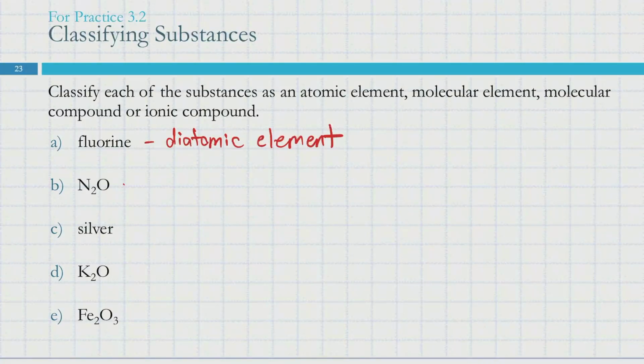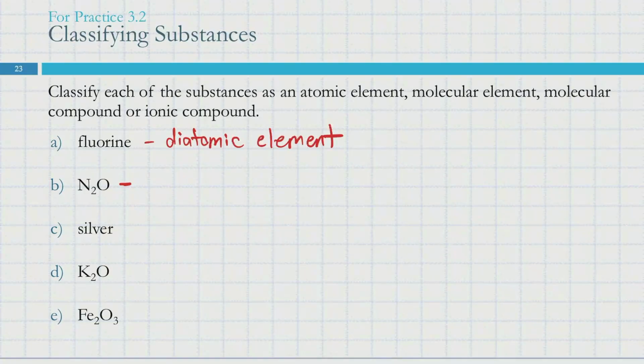What about N2O? Is N2O an element or a compound? It's a compound because we've got 2 chemical symbols in there. We know that there's 2 chemical symbols, partly because they're both capitalized, also because there's the subscript of 2 separating them. So we've got 2 elements in there.